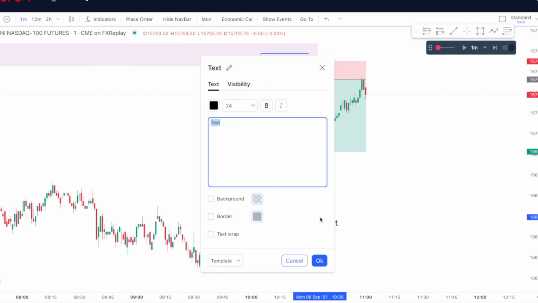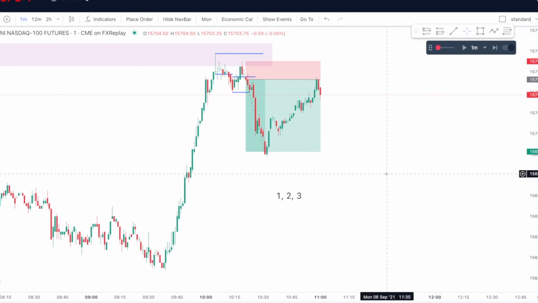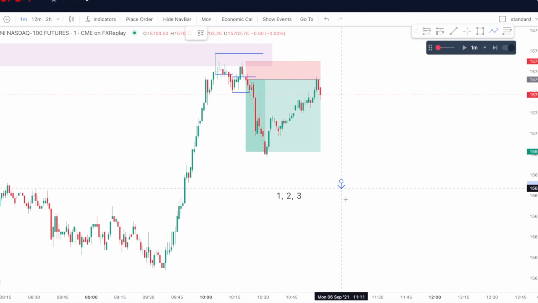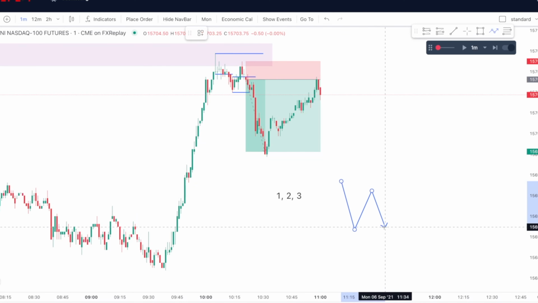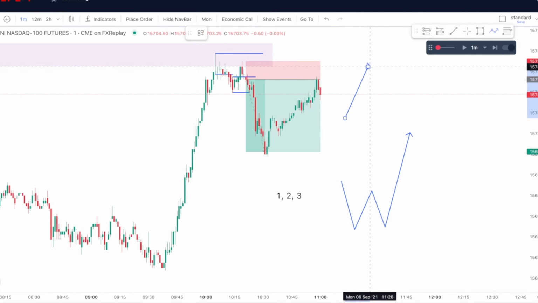To get a double valid pullback, it is a 1, 2, 3 scenario, okay? Let's say we're looking for one to the upside. You need a low, a high, a valid high, and then another valid low without closing below the first one. And on the short side, you need a high, a valid high, a valid low, and you need another valid high without closing above the first one to take the short.